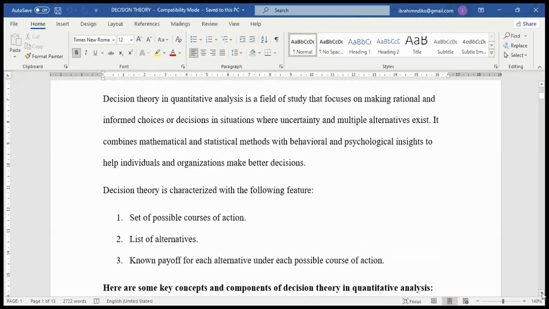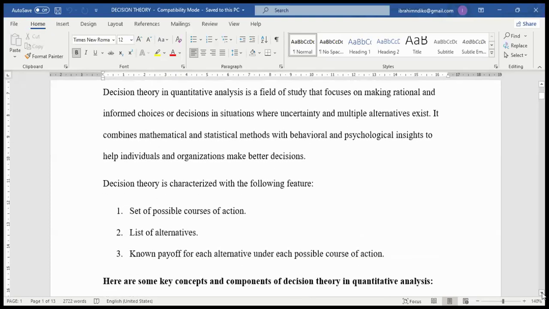We move on. It combines mathematical and statistical methods with behavioral and psychological insights to help individuals and organizations make better decisions. So that is the importance of decision theory.